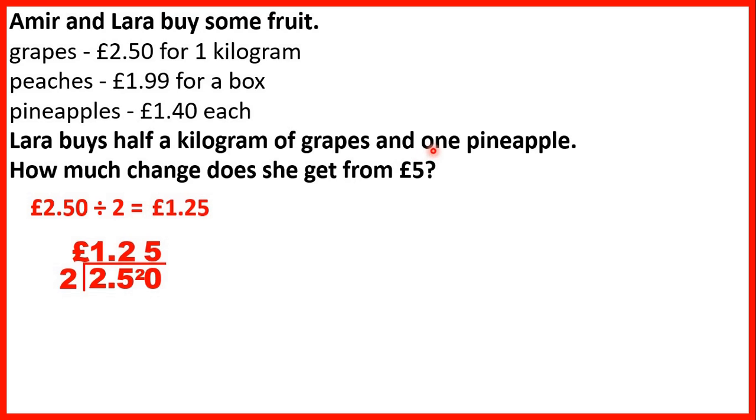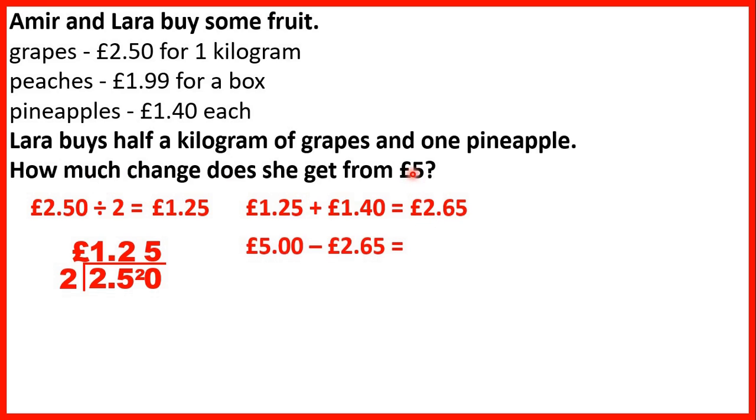Then she also buys 1 pineapple, so as well as £1.25 on grapes, she spent £1.40 on a pineapple as well, and that comes to £2.65. But the question doesn't ask how much does she spend, it asks how much change does she get. So we need to subtract what she spends from £5. So work out £5 minus £2.65.